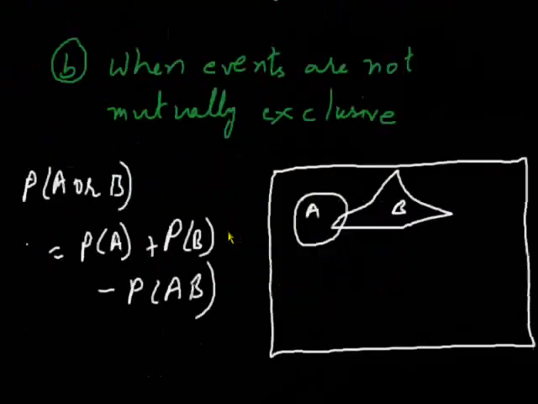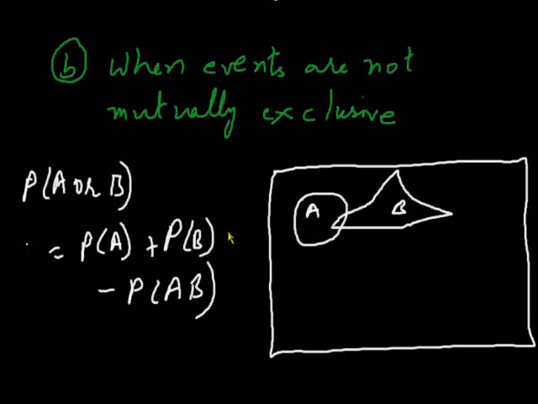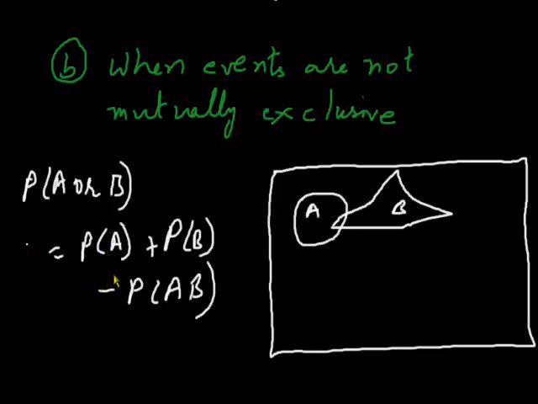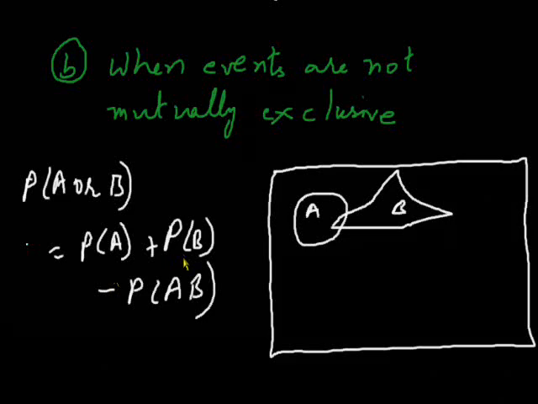Second, when events are not mutually exclusive, at that time there is some common happening, and we can calculate it and deduct it from the total of both probabilities. The probability of happening A or B is equal to the probability of A plus the probability of B minus the probability of A multiplied with B. I take one example.